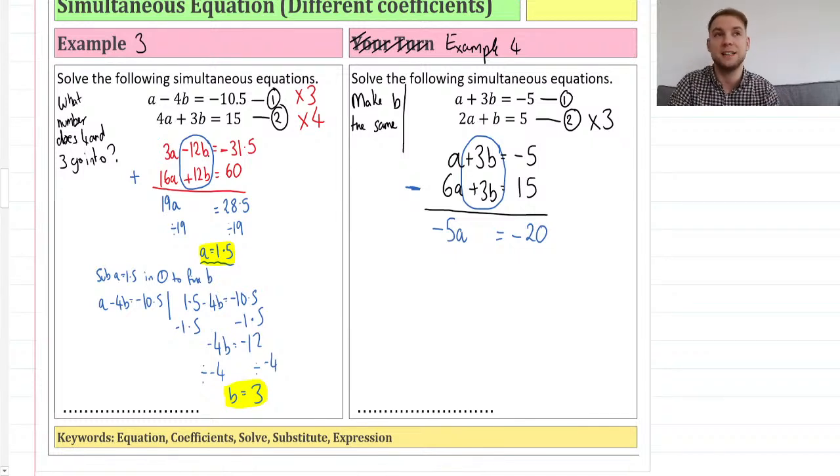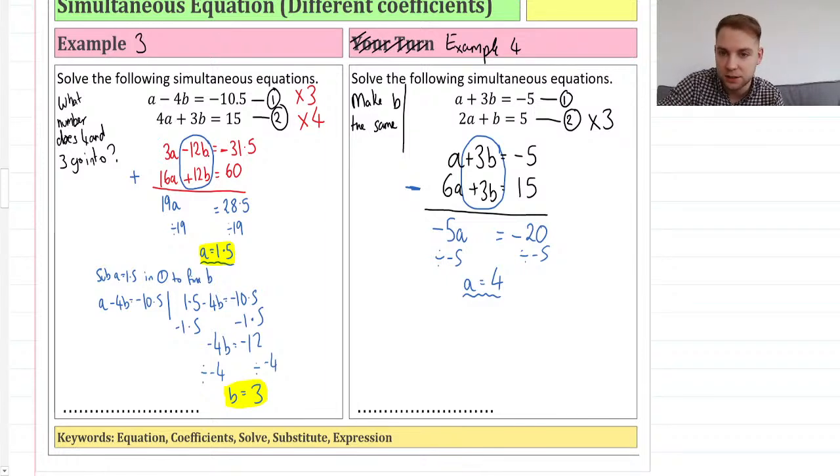So the next thing I need to do is to get rid of that minus 5. And I do that because that's minus 5 times by A, by dividing by negative 5 and dividing by negative 5. So I end up with A is equal to negative 20 divided by negative 5. Well, a minus divided by a minus is a positive. 20 divided by 5 is 4. Like so. Now we're nearly finished.